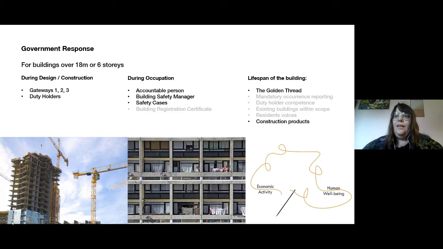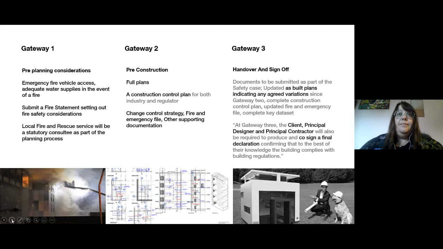So as a starting point, the gateways that are being introduced are pre-planning considerations. There's essentially going to be three hard stop points where you're going to have to provide information to the new building safety regulator, who would be operating underneath the HSE. So what will happen at Gateway 1 as the designers are developing their information? When you submit for planning, there would be a need to provide some documentation with regards to emergency fire access and a fire strategy. And that's something that's going to be consulted with at the planning stage with the local fire authority.